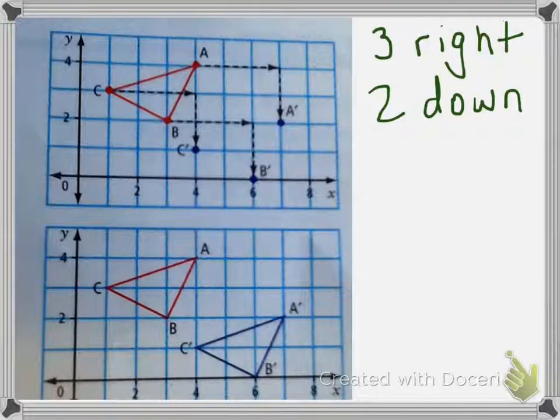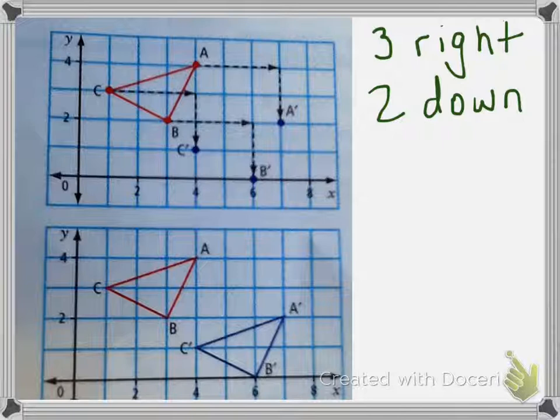Our last example is slightly different. In this case, we've been given our original triangle, ABC, and we've been asked to move it 3 units to the right and 2 units down. And then we need to draw the translated image.